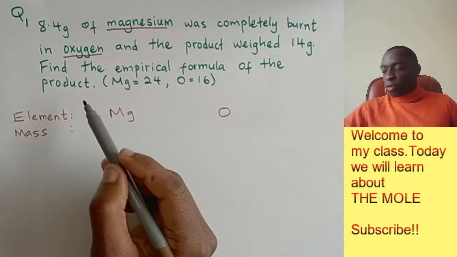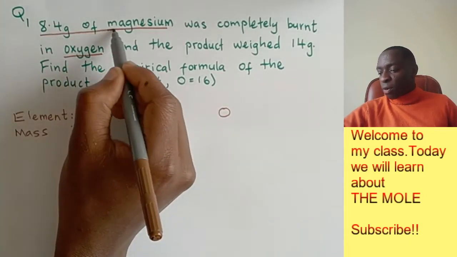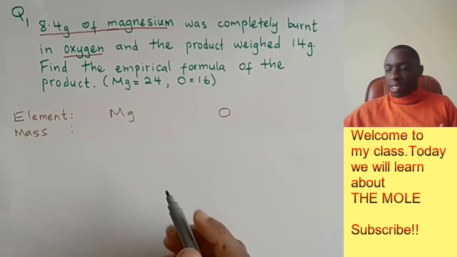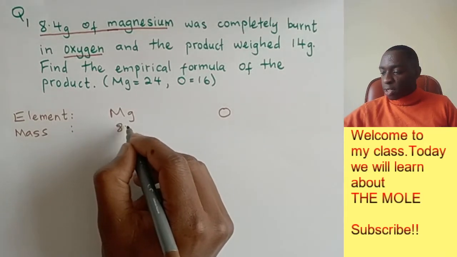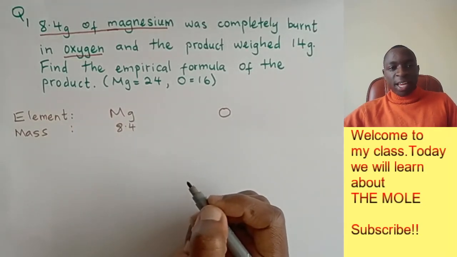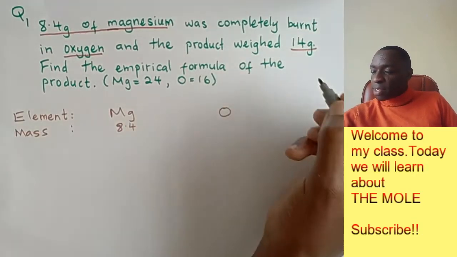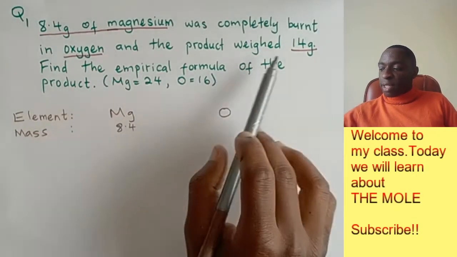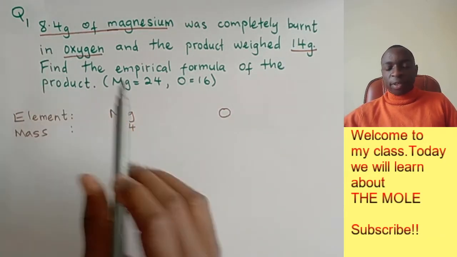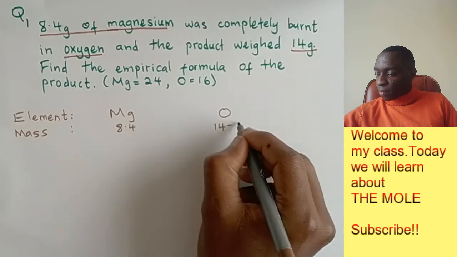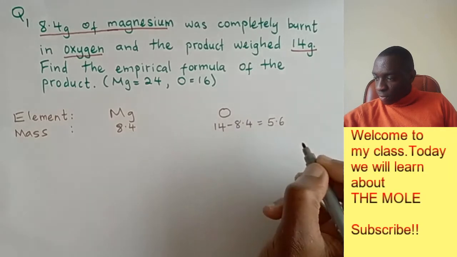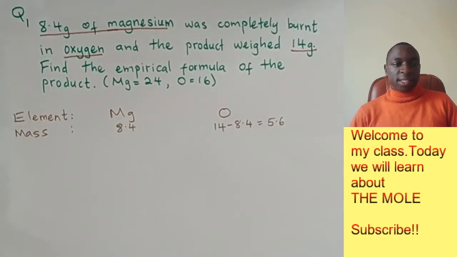From the question, you have 8.4 grams of magnesium. That means the mass of magnesium in that product must be 8.4. The next thing is to find out the mass of oxygen. If the product weighed 14 grams, then the mass of oxygen must be 14 minus 8.4. So this gives us 5.6 grams.